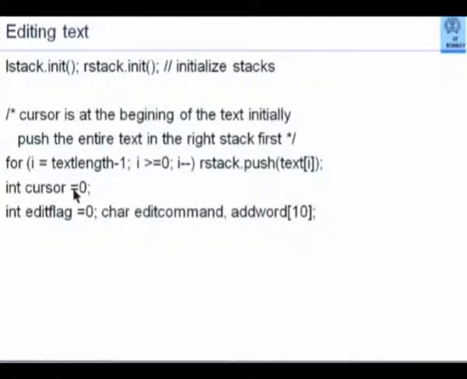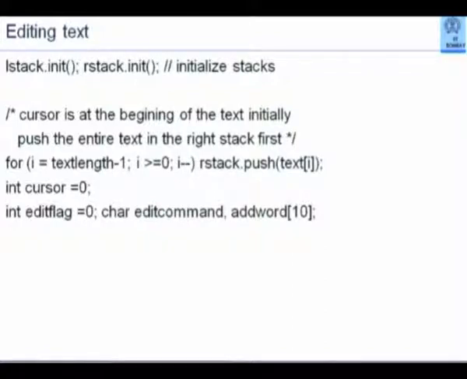Now I set cursor to 0. Edit flag, we shall see where exactly we use this later. I define an edit command, and I define an additional array called add word, which may be commensurate with some of the editing commands. For example, an edit command may be add, and then I will give a word to be added. An edit command may be move. Move may be followed by a number. Move 24 means move the cursor to 24th position. Move 12 means move the cursor to 12th position. Add word means add this given word. Delete 5 means at cursor position delete 5 characters. These are the possible commands that I can give.